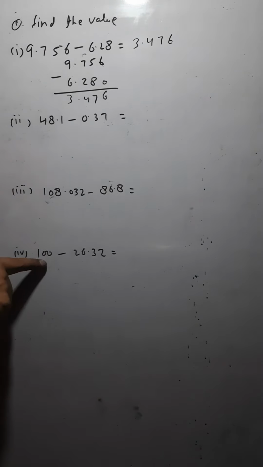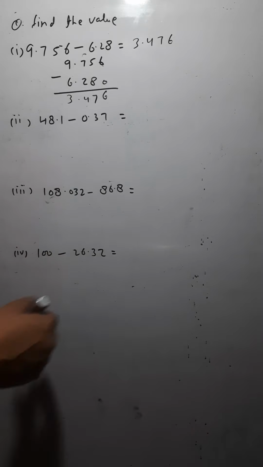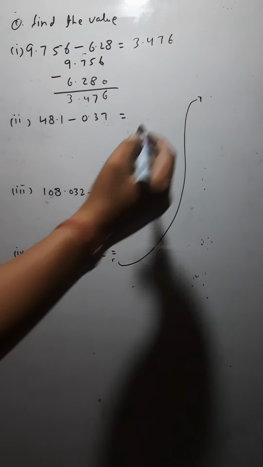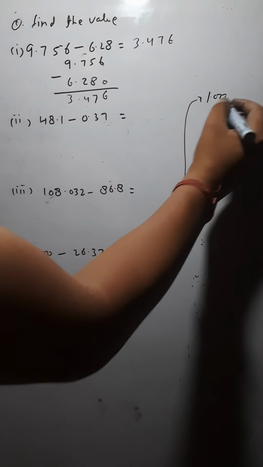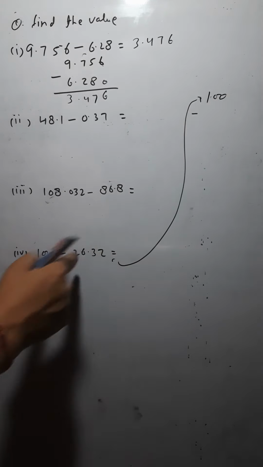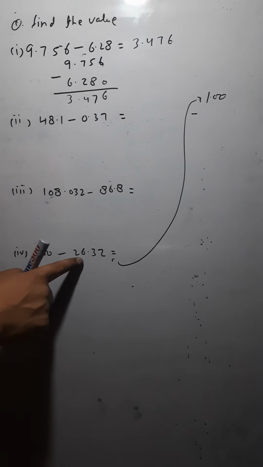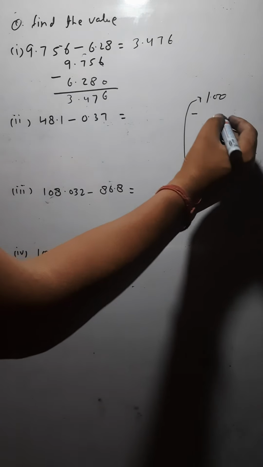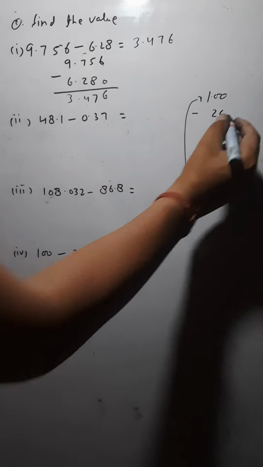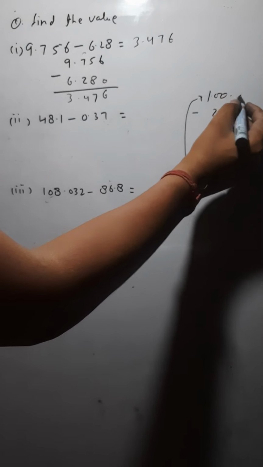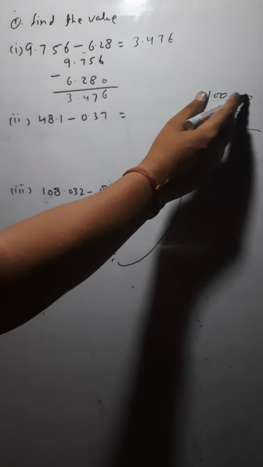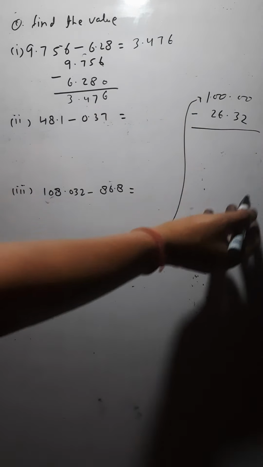Like, it is 100 minus 26.32. How would you write this? Let me write it here. 100 minus 26.32. Ones place 6, tens place 2. 0.32. So here on the upper side also I would write two zeros. 100.00. Okay.